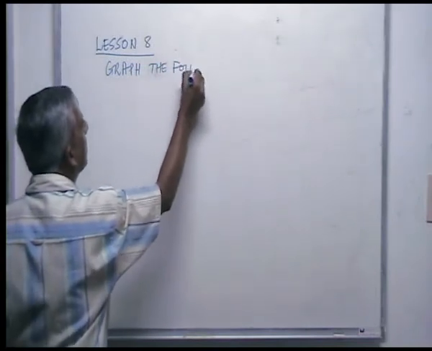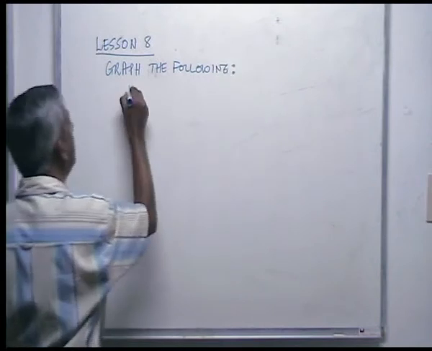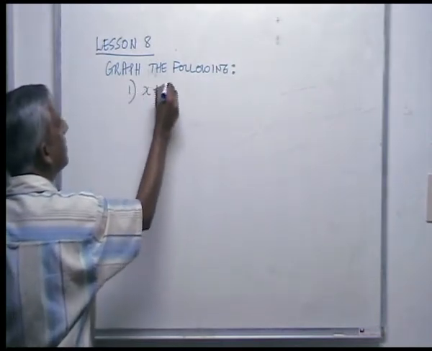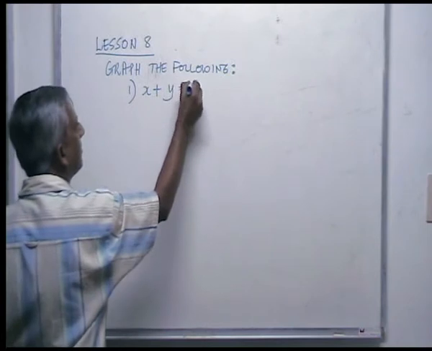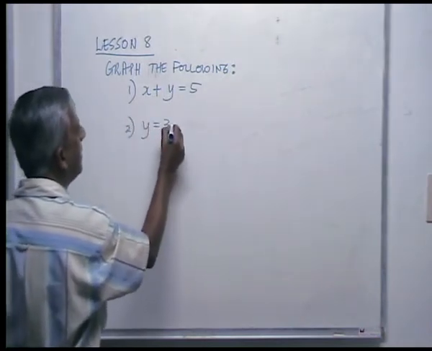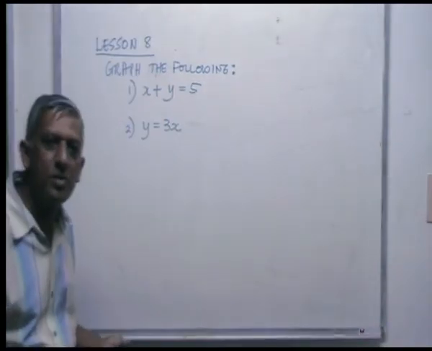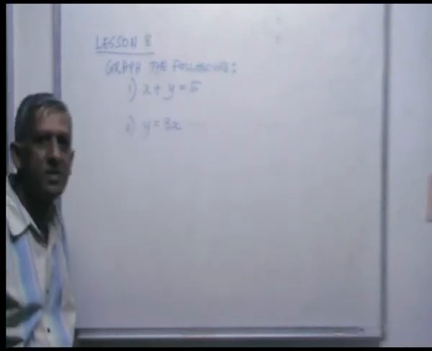Means draw the graph of the following. And I give you these 2 examples. 1, x plus y is equal to 5. 2, y is equal to 3x. I'm not telling you what method to use. I'm just telling you to draw these 2 graphs.